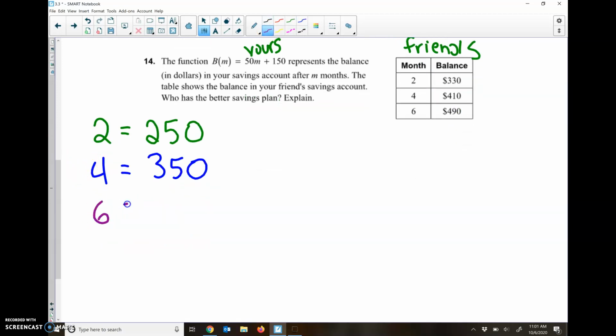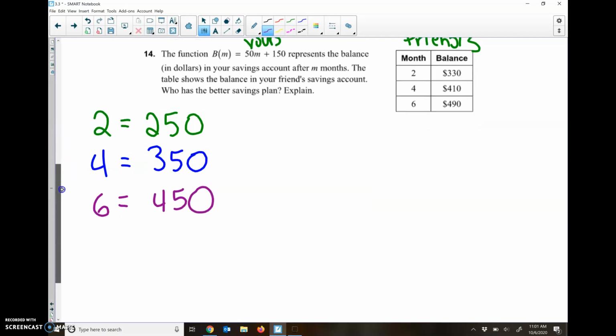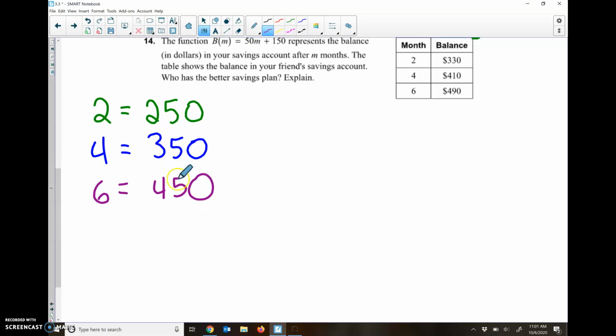Okay. Now let's look after 6 months. So 50 times 6 is 300. 300 plus 150 is 450. Okay. So looks like after 6 months, your friend still has a better savings account. But if I notice here, the gap is getting smaller and smaller. I had 250, my friend had 330. They had 80 more than me. I had 350, my friend had 410. They had 60 more than me. I had 450, they had 490. They had 40 more than me. So let me continue this and see what happens after a year and see if we can catch up, or maybe even pass them.